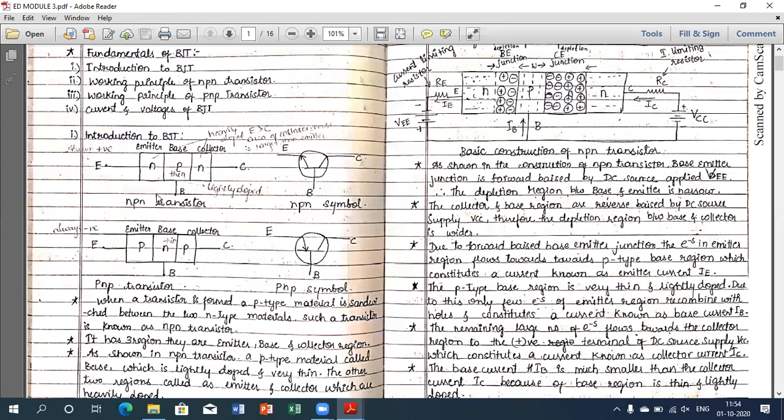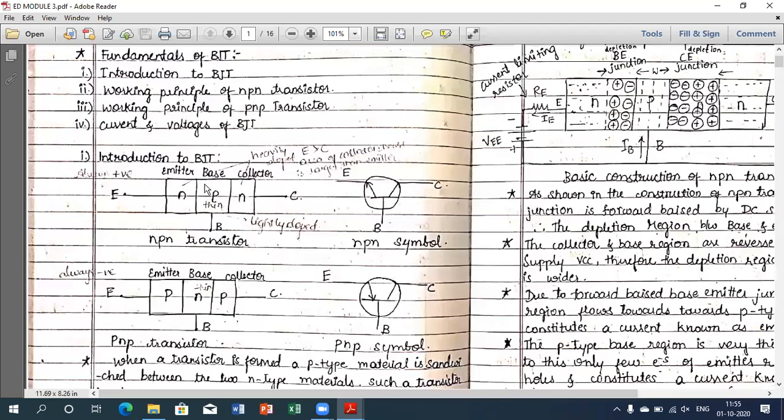Now, how is an NPN transistor constructed? Here, a P-type material, so listen to this properly, a P-type material is sandwiched between two N-type materials. What I am saying is, a P-type material is sandwiched between two N-type materials.